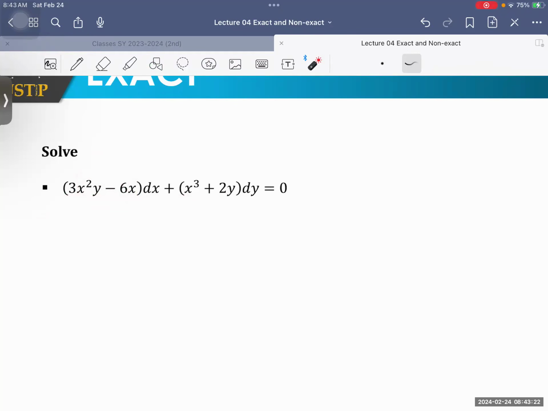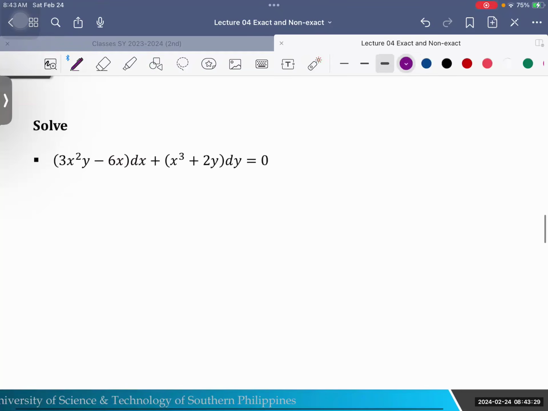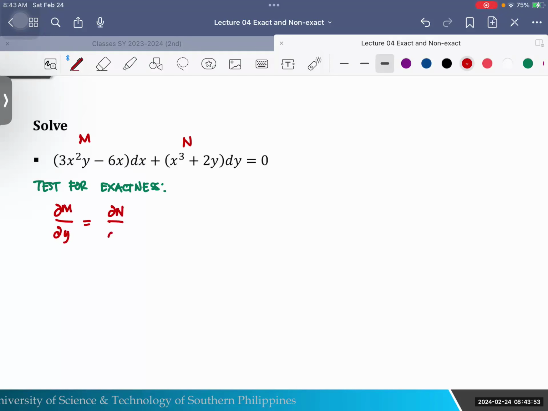Okay? So, adto ta sa next. Is this an exact differential equation? Dili na din nato i-test class. So we have, this is your M, this is your N. So we test for exactness gihapon class. Test for exactness, that is partial derivative of M with respect to y must be equal to the partial derivative of N with respect to x.